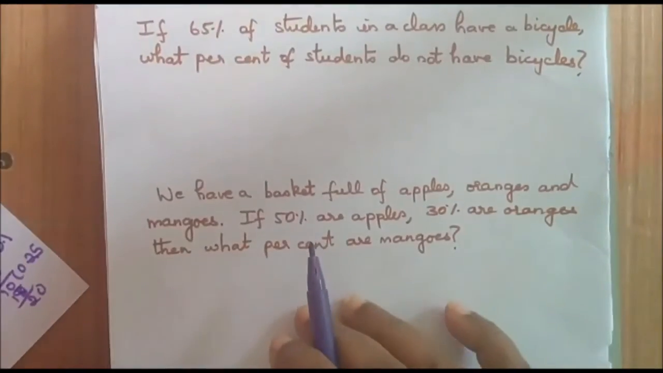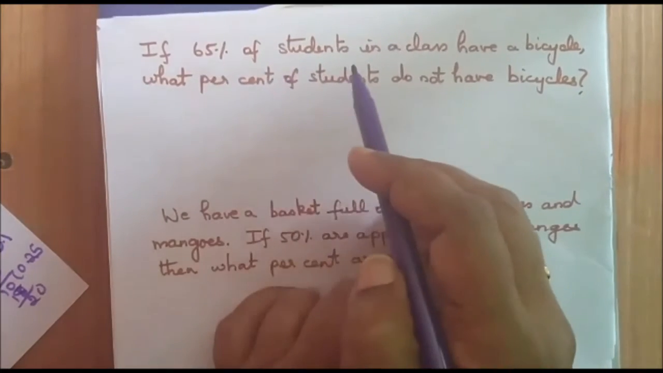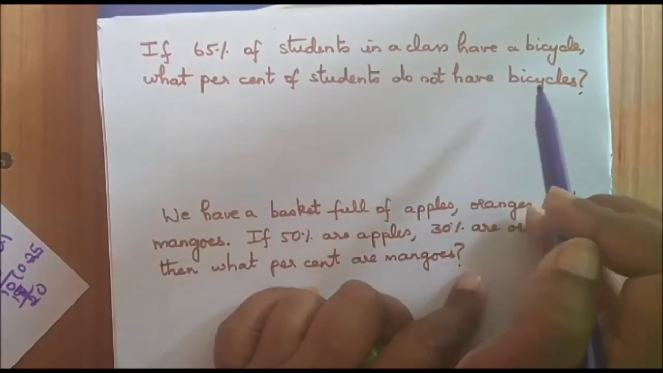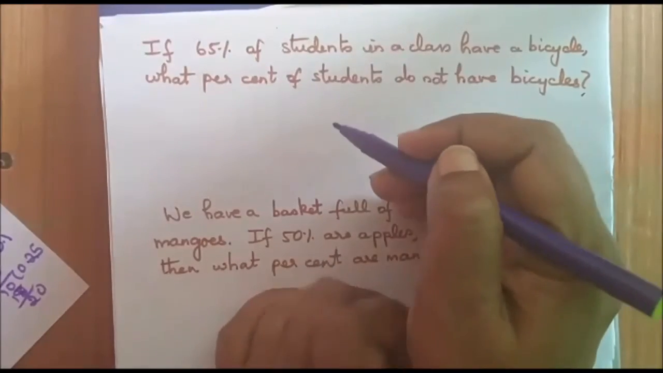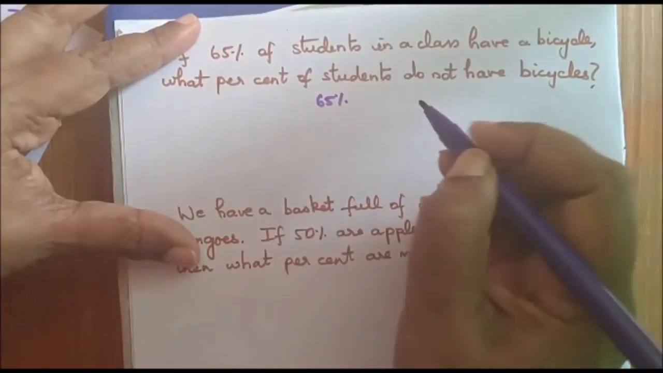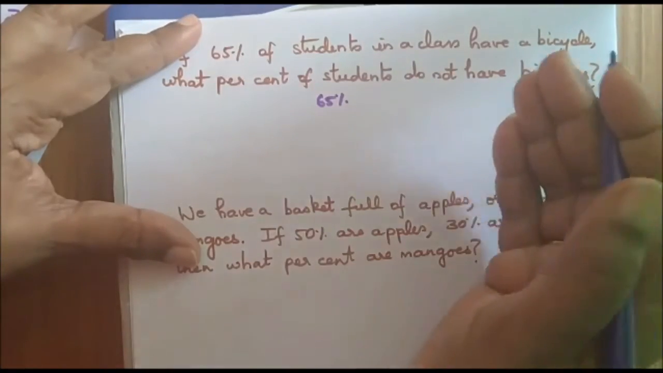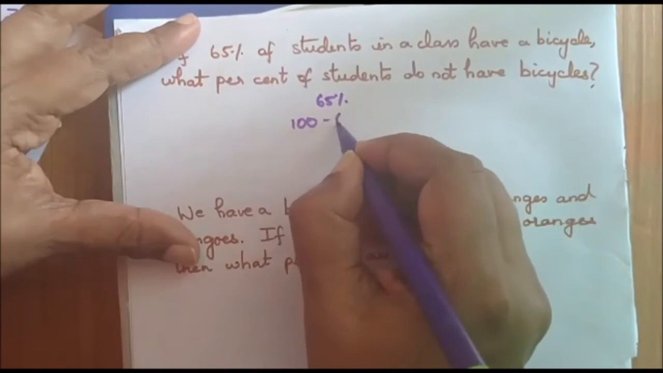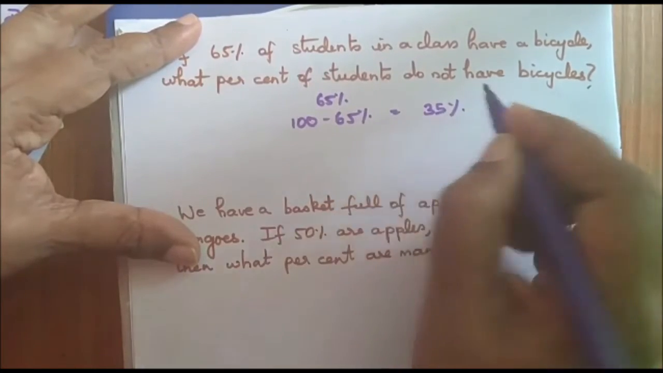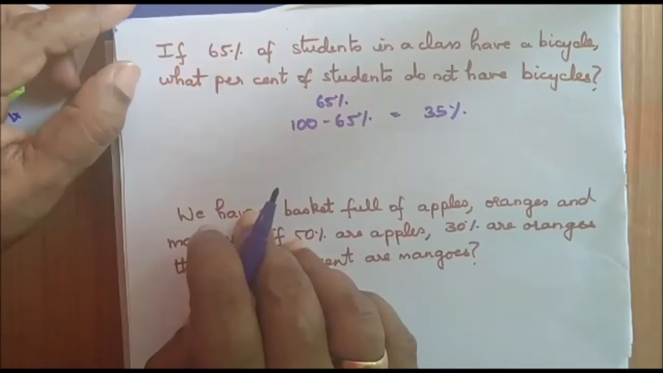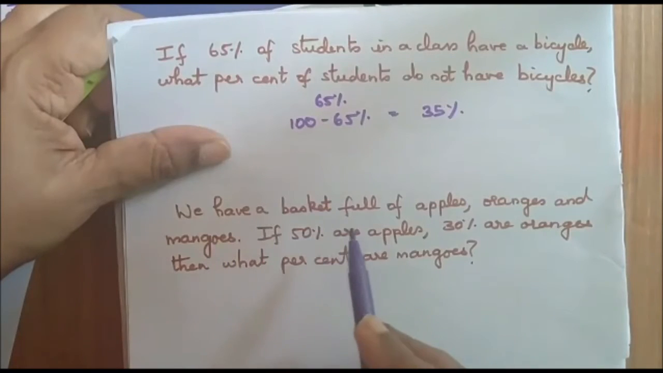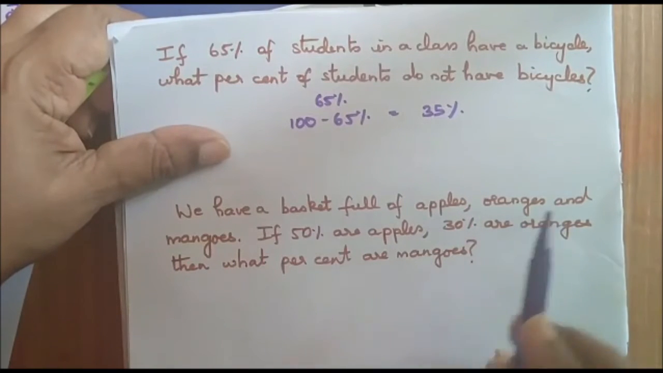Now we'll see a problem. If 65% of students in a class have a bicycle, what percent of students do not have a bicycle? The percentage of students who have a bicycle is 65%. For those who do not have one, how will you find out? 100 minus 65%. It is 35% who do not have bicycles.